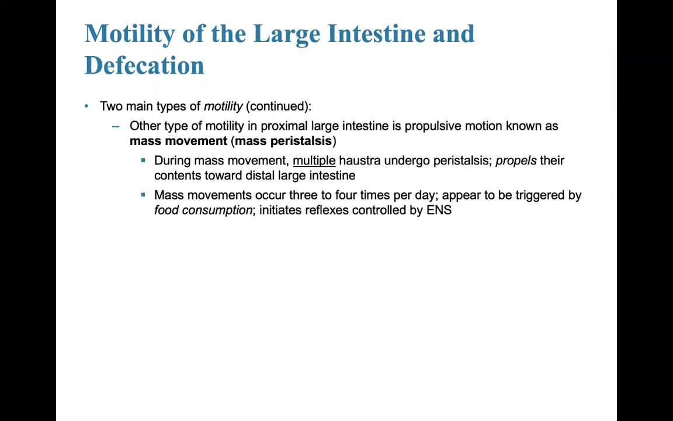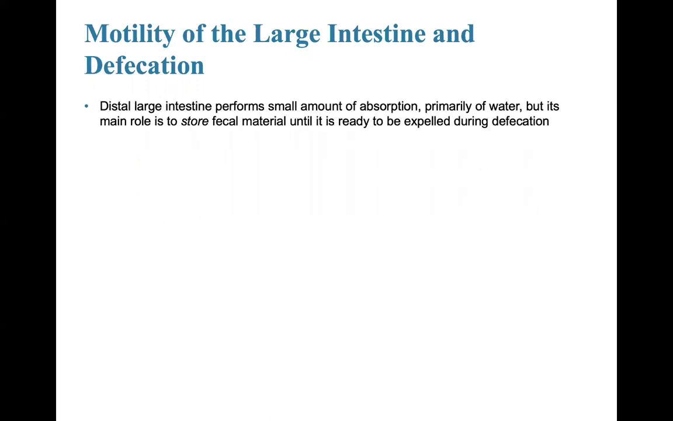The other type of motility in the proximal large intestines is propulsive motion known as mass movement or mass peristalsis. During mass movement, multiple haustra undergo peristalsis. This propels their contents towards the distal end of the large intestines. Mass movement occurs 3 to 4 times per day, and it appears to be triggered by food consumption and initiated by reflexes within the enteric nervous system.